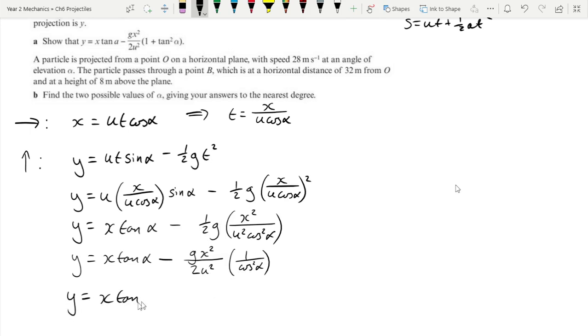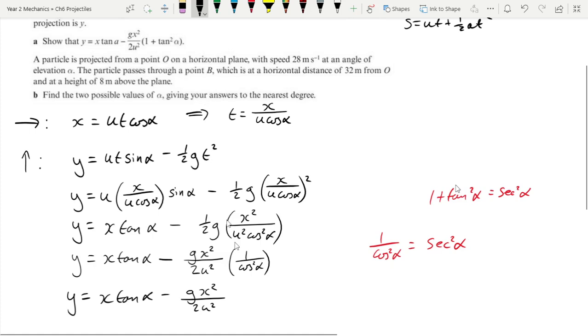I'm going to leave that bit there, because that was in the question, that was what they wanted. Let me do this to the side: 1 over cos squared alpha is sec squared alpha. And you might remember an identity from trig, 1 plus tan squared alpha is sec squared alpha. So actually I can replace this bit in the bracket at the end with 1 plus tan squared alpha. And this is then the result that they wanted in the question.